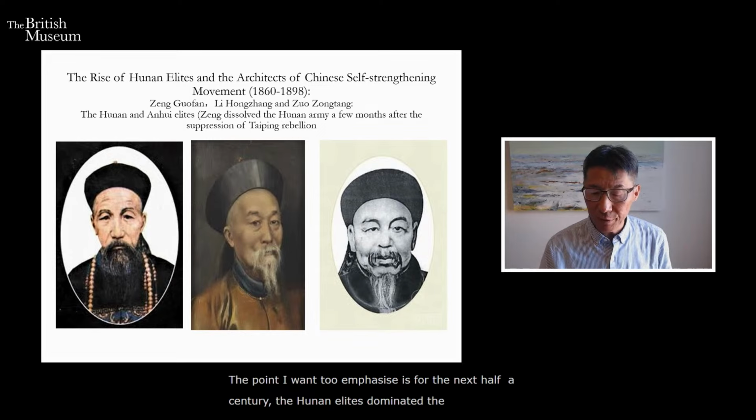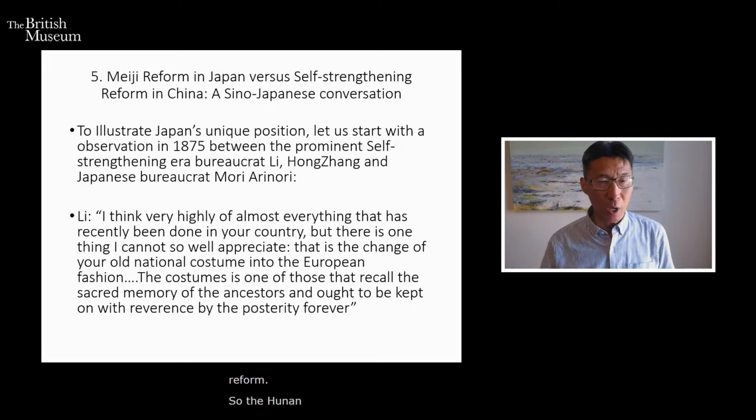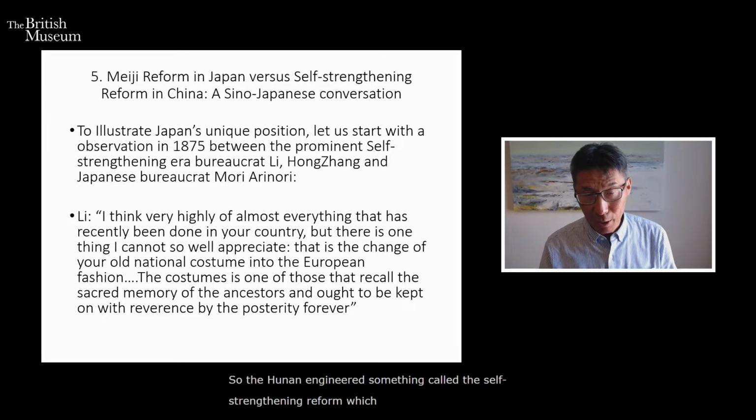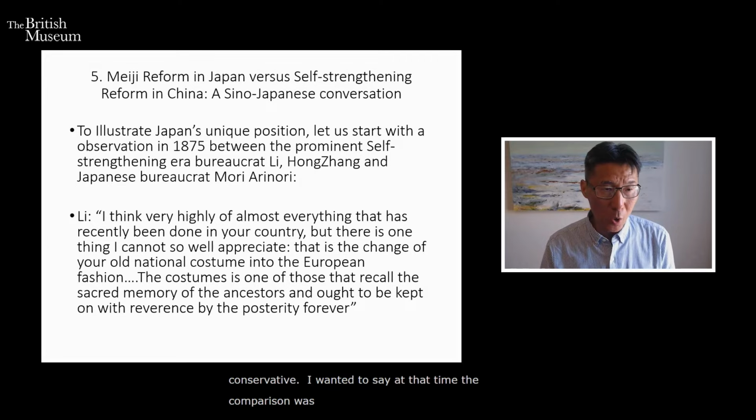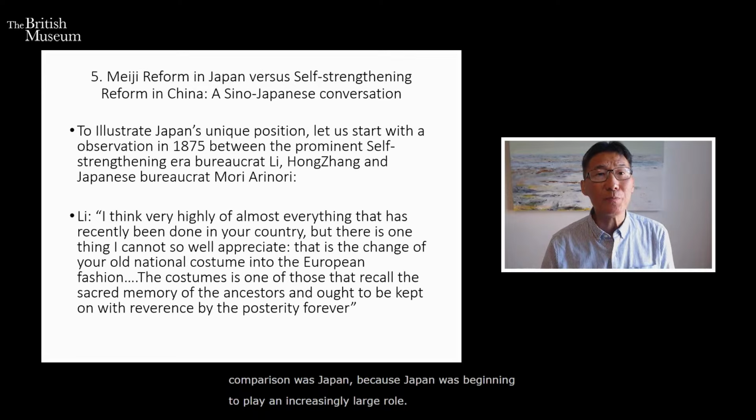Okay. So the Hunan elites engineered something called the self-strengthening movement, which is relatively conservative. And I want to say a little bit about the comparison with Japan at that time, because Japan was beginning to play an increasingly large role. Li Hongzhang was the second person in the photo that we have seen here, the one in the middle. And he had a very interesting conversation with a Japanese bureaucrat. And that conversation, in some sense, was very illustrative.